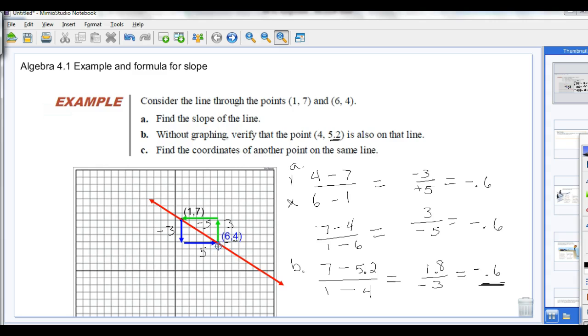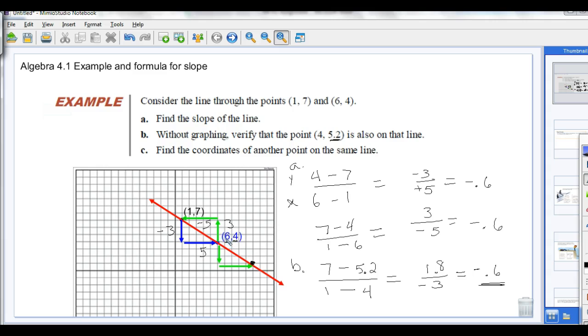Could I start here and go down 3, 1, 2, 3, and go right 1, 2, 3, 4, 5? Alright, let's just count, make sure I did that correctly. I started at (6, 4), went down 1, 2, 3, and then right 1, 2, 3, 4, 5. So it should be this point right here.